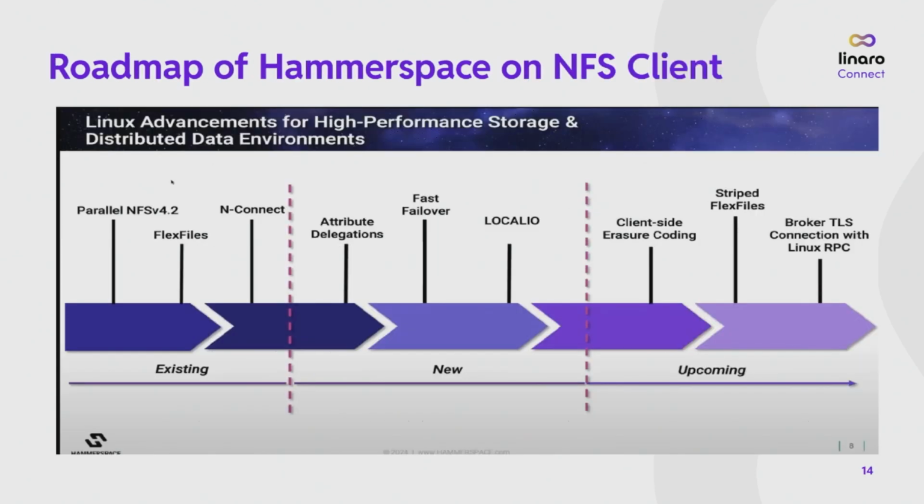And at last, we can see the roadmap of Hammerspace, and they have a lot of patch sets on the NFS client. So now we already know that parallel NFS 4.2 flex files and connect are already merged in the Linux kernel. For the new ones, for example local I/O, they can bypass the network stack locally, and other features are coming.